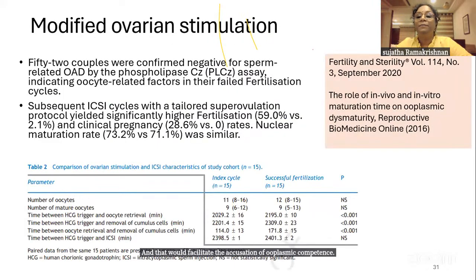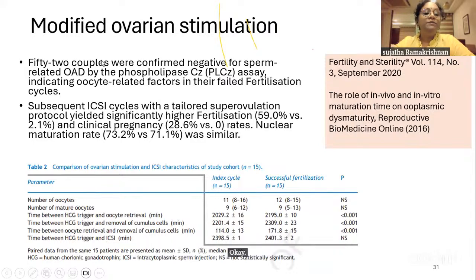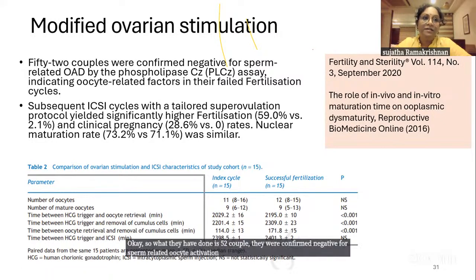Now, this is the paper. If you're interested, you can go through this. There was one published in 2020 also. This one was published in 2016. What they did is, 52 couples were confirmed negative for sperm-related oocyte activation deficiency. Here they realized that it is not the problem of the sperm. The problem is with the oocyte.